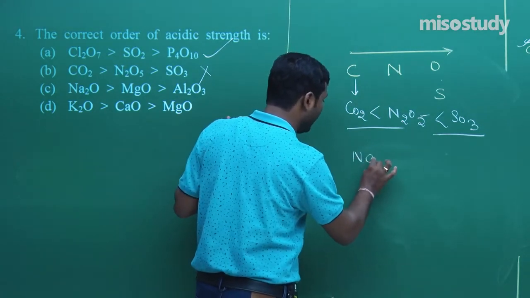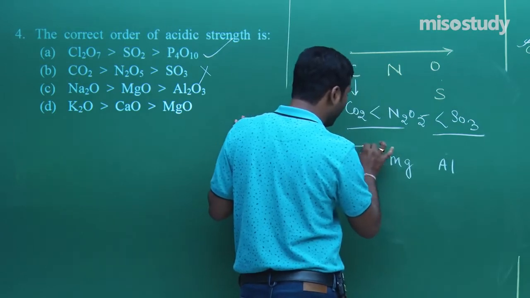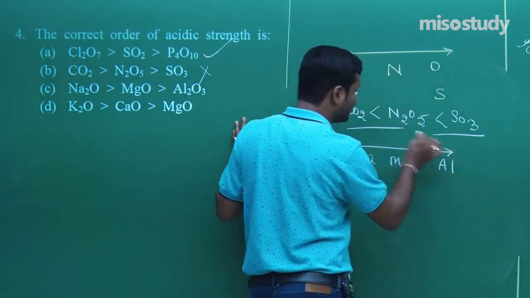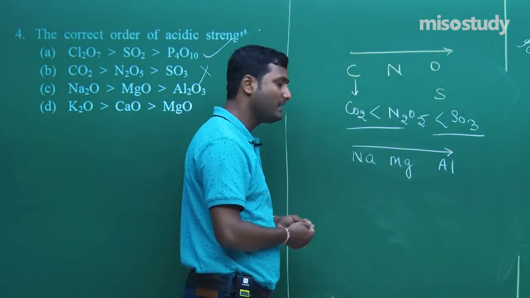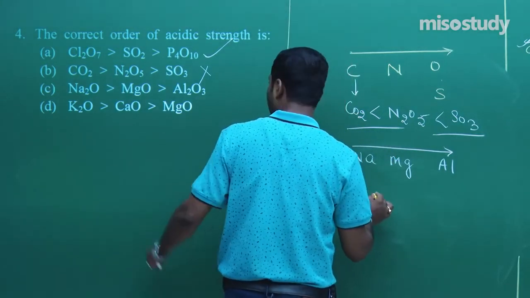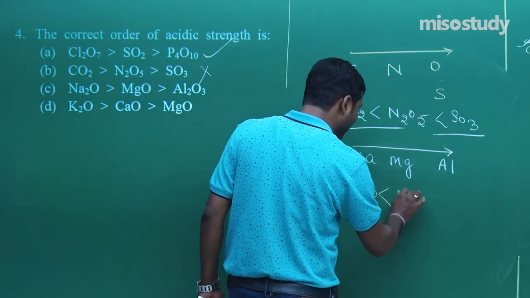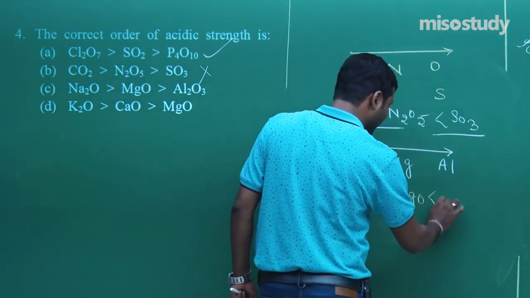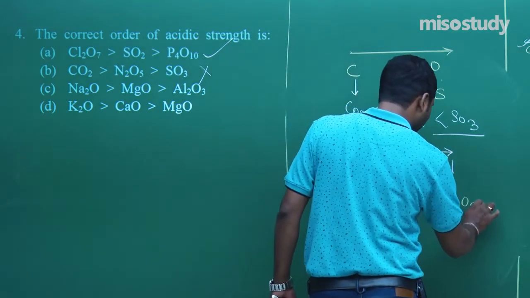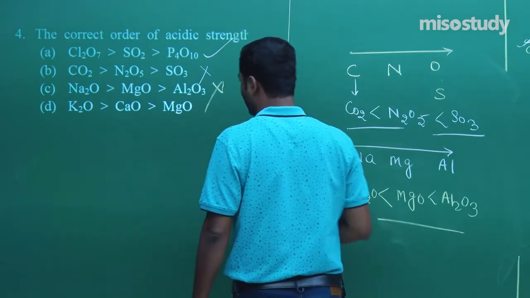Now the third option, let's check. Right here, Na, Mg and Al. As we move along the period, the acidic nature of the oxide increases. So if I talk about the oxide of sodium, Na2O is given. It will have less acidic character and more basic character, and this is the order, but here the order is different. So this is not a correct option.